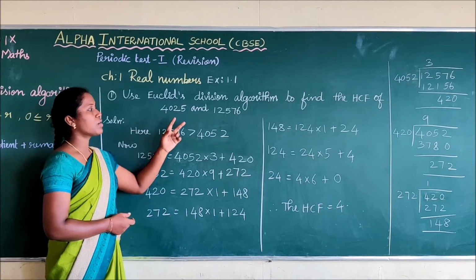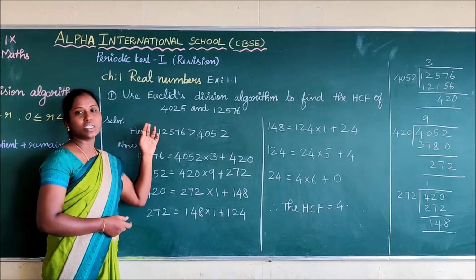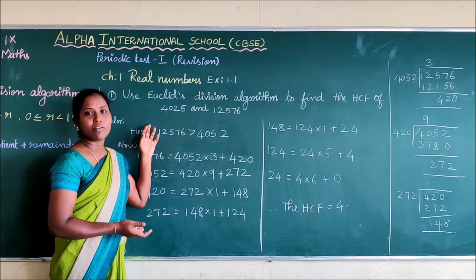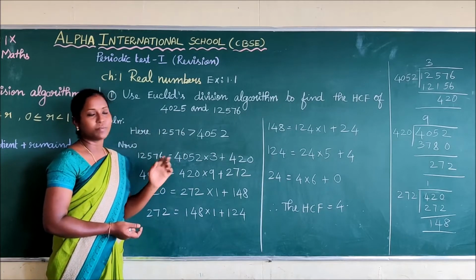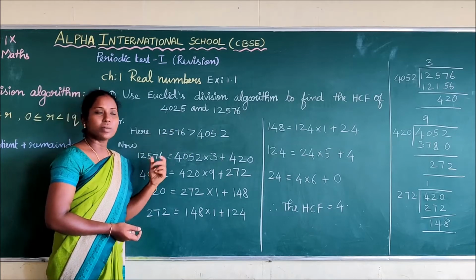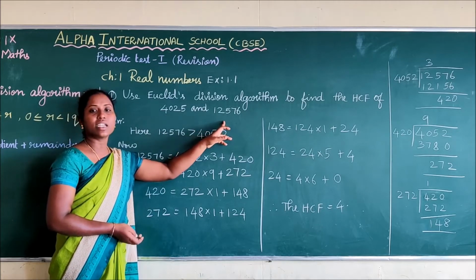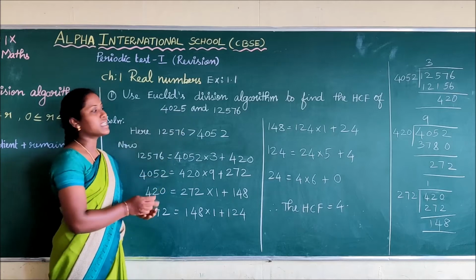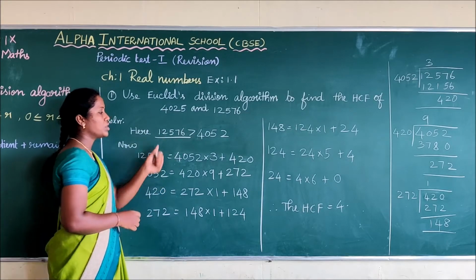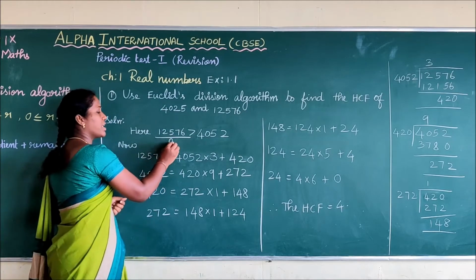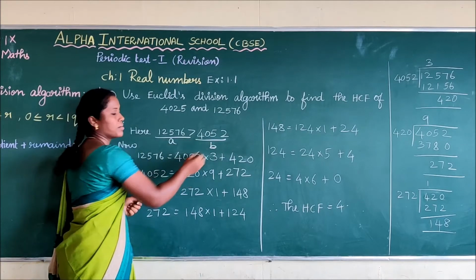For that, first we have to assign what is a and what is b, in the relationship a equals bq plus r. First, take the greater number as a and the smaller number as b. Which is the greater number here? 12576. So let it be a and the next number be b.